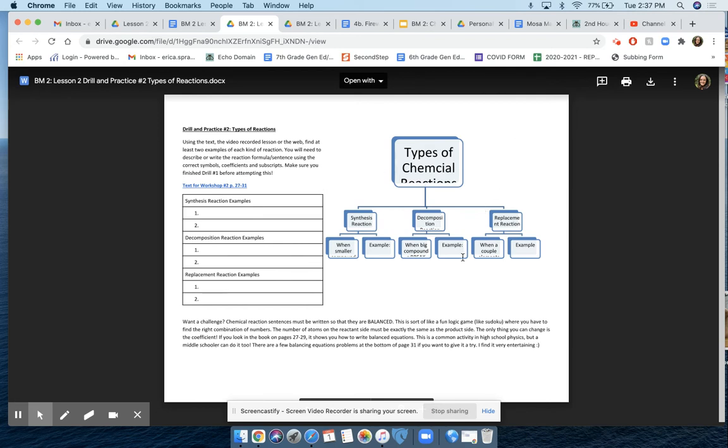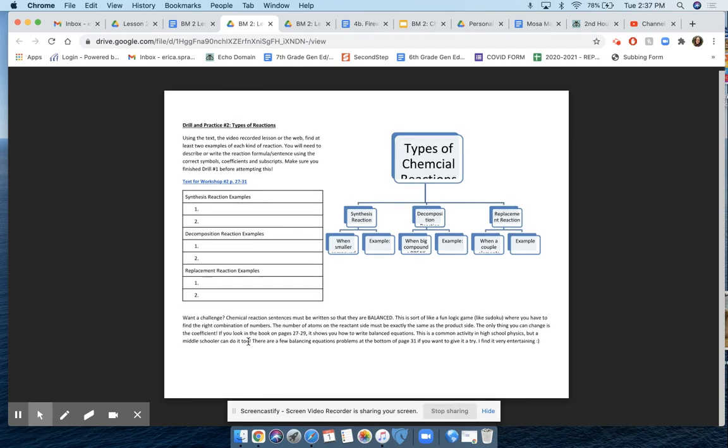in the slideshow. And something happened with this picture. Some of the words got hacked off, but you can see the real picture in the slides. Here's a link to the text. You can write in words or in symbol forms 2 examples for each reaction. So 2 synthesis examples, decomposition, and replacement.